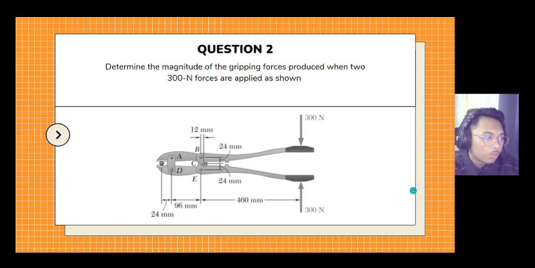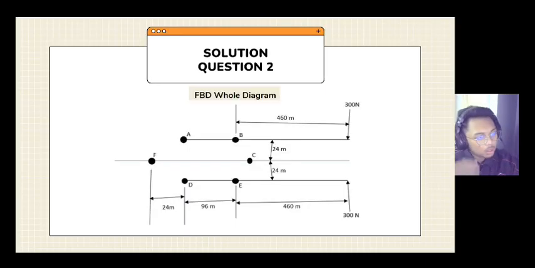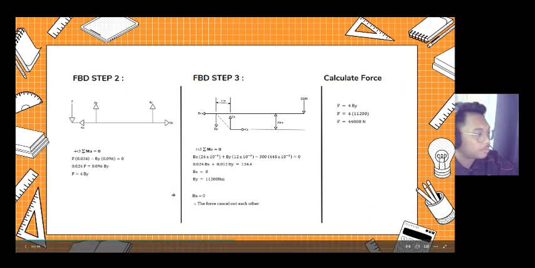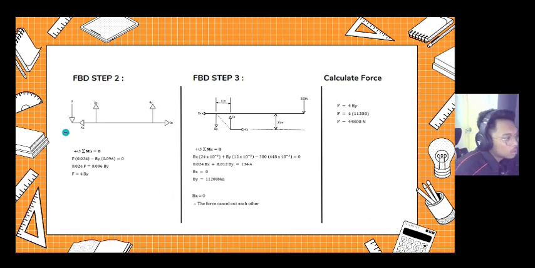So the next question is to determine the magnitude of the gripping force produced when 300 Newton force are applied as shown. So this is a full free body diagram for question 2. This is the first step. You want to know about the By. We want to know about force first. So the moment, counterclockwise, moment E equals 0. So F divided by 0.024 minus By divided by 0.096 equals 0. So we got F negative part for By.